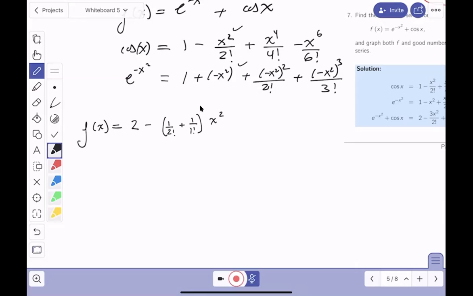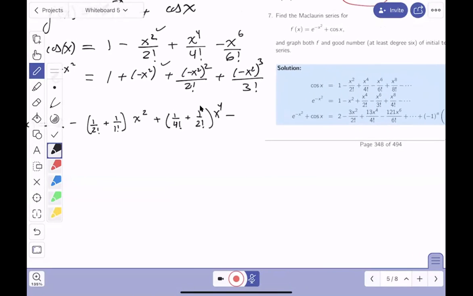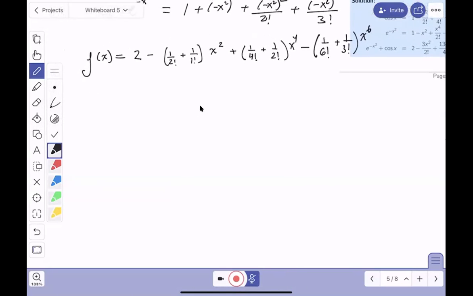And we do the next one. Plus 1 over 4 factorial plus 1 over 2 factorial x^4. All right, let me do the next one. It's going to be minus though, right? And I think I'm on a roll now. So it's going to be 1 over 6 factorial plus 1 over 3 factorial x^6.